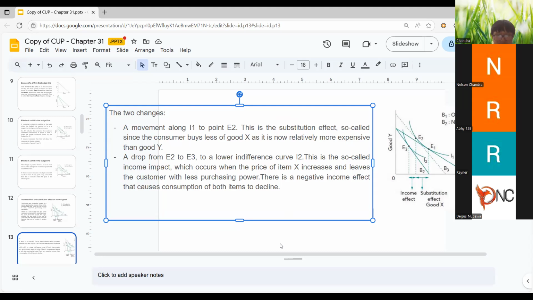This is referred to as the income effect. It happens because the price of good X is increasing and it leaves the consumer with less budget. This is considered a negative income effect because it causes the consumption of both goods to decrease.